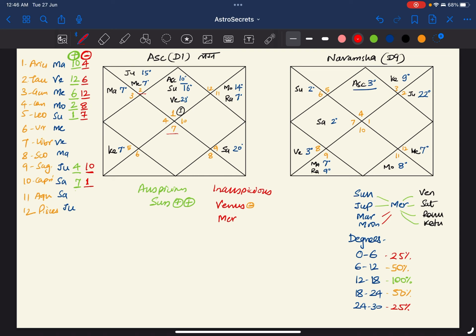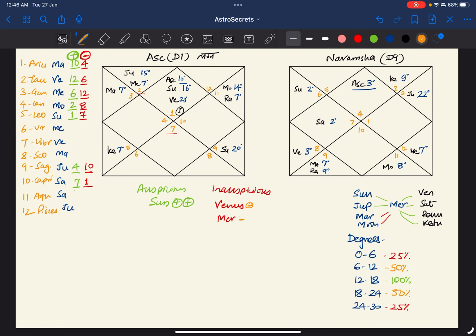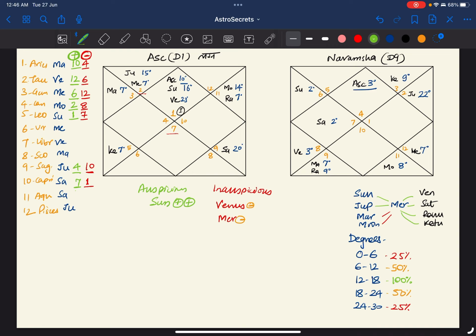Okay, and enemy to the ascendant lord. Ascendant lord is who? Mars, right? And Mars is not on good terms with Mercury. Okay, so we'll just mark it minus. Then we'll move to Jupiter. Okay, Jupiter is going to be auspicious for this kundli. Why so? Because it is a friend of the ascendant lord Mars, right? Jupiter is going to be beneficial. How much beneficial? Again, it is between 12 to 18 degrees, so we'll mark a plus here.